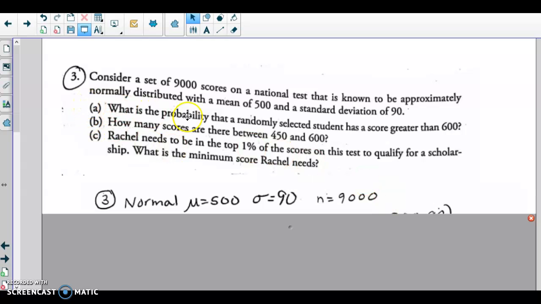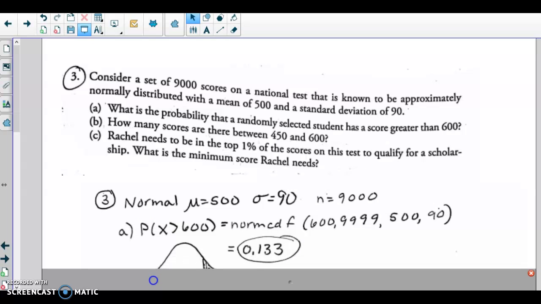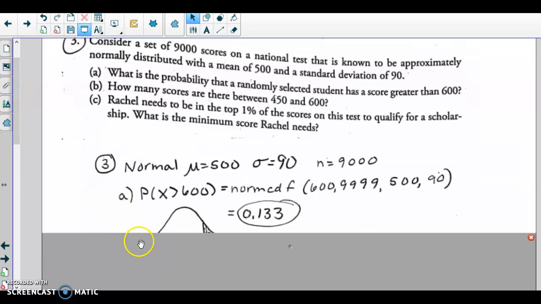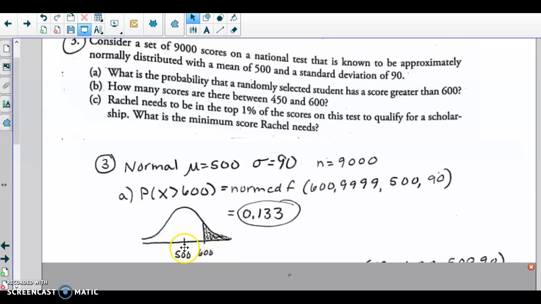All right, so part A, what is the probability a randomly selected student has a score greater than 600? This is going to be a basic normalcdf. So what you would do is you would sketch your curve and label it. So notice my 500 in the middle, and I want the probability I get a 600 or higher. So notice I shade it to the right. So what you would type in normalcdf in the calculator is the lower bound 600, upper bound a very large number, and then my mean and standard deviation.